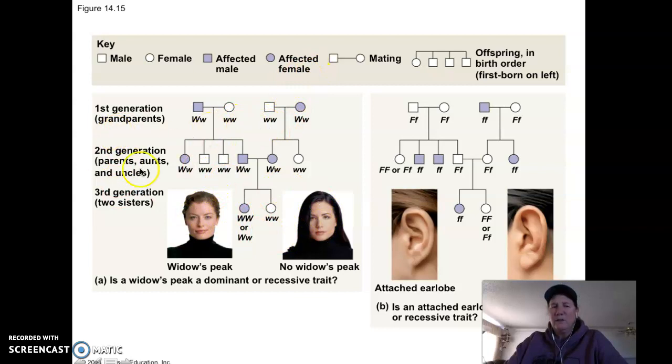And so you get the characteristics. Here are two sisters. One has it, one doesn't. The only way she doesn't have it is if she has the two recessive alleles. But the other could be homozygous dominant or heterozygous, and she'd still have the trait.